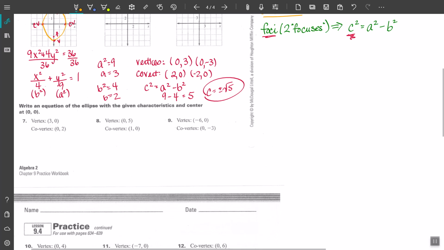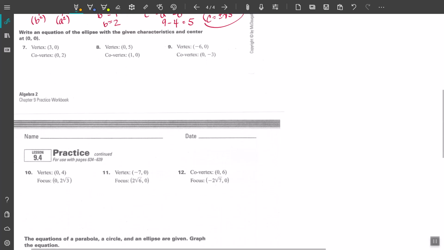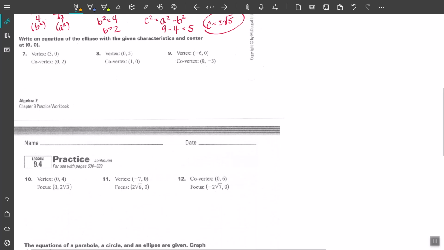All right, now moving down to number 7, we've got some information they gave us about the vertex of the ellipse and the co-vertex. And they're telling us as well that the center is 0, 0. So from that information, we can determine the major axis. If the vertex is at 3, 0, and the co-vertex is at 0, 2, that means that our vertex here is on the horizontal axis.